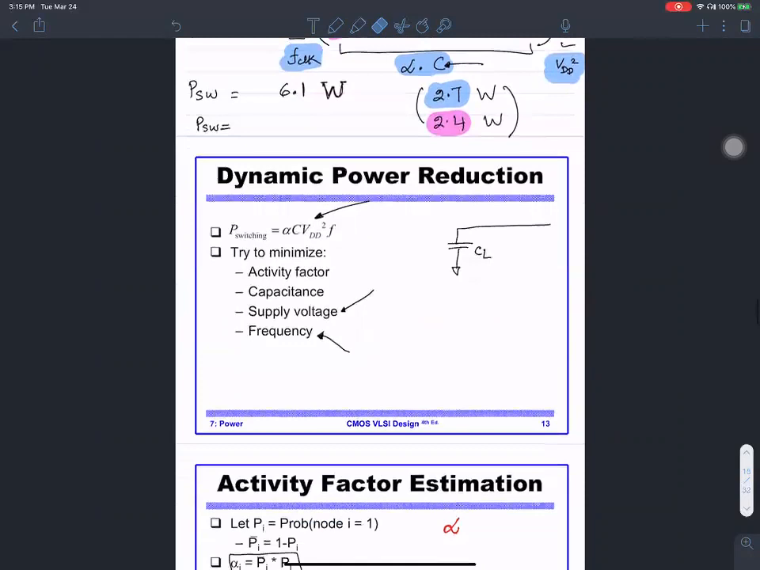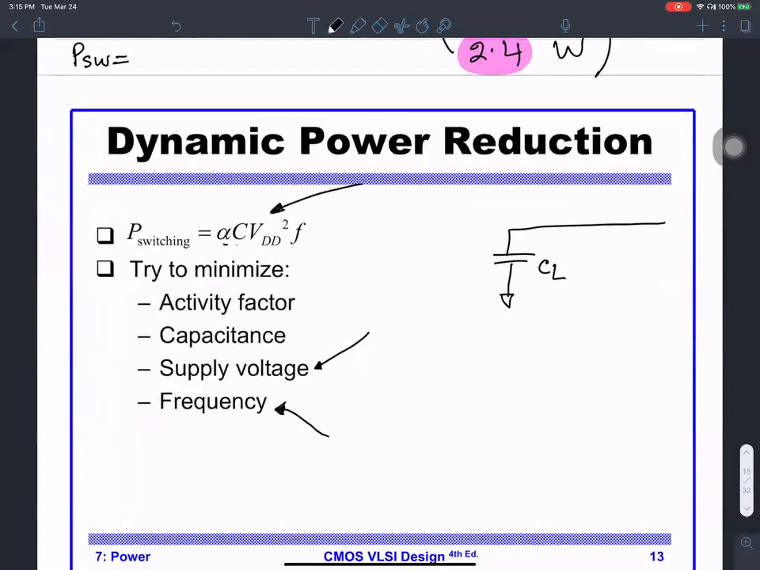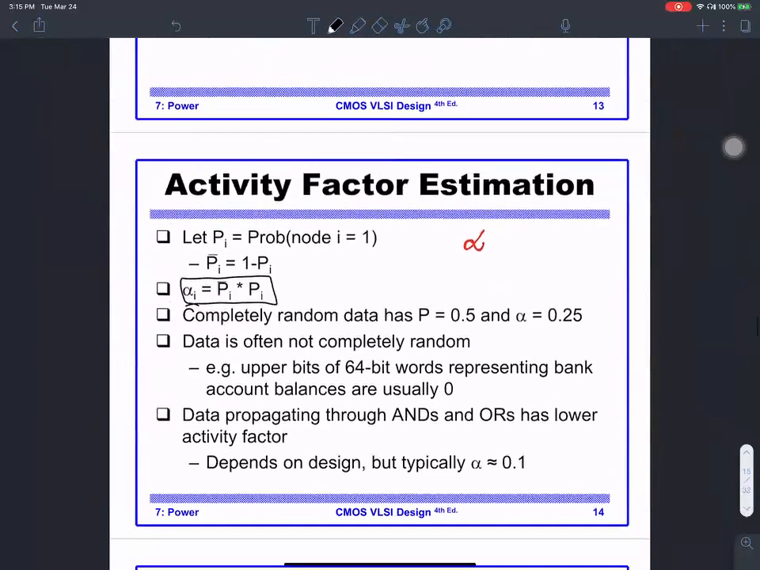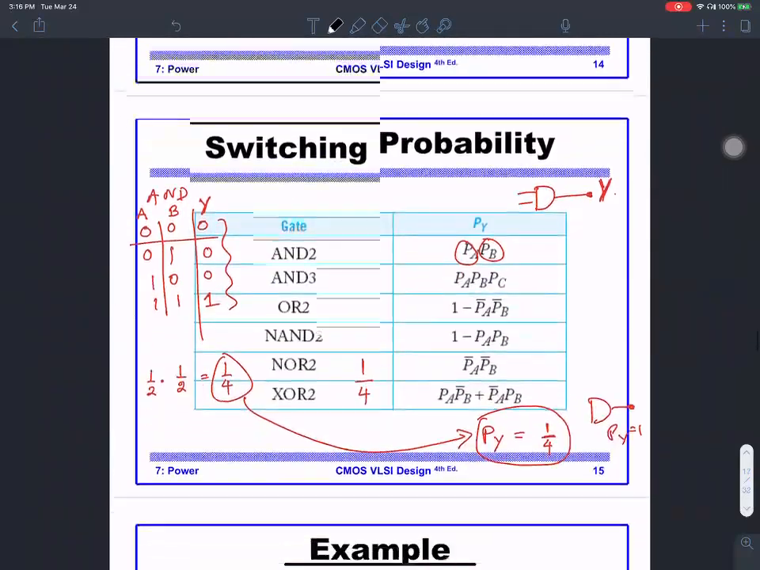Okay, and then we talked about ways to minimize dynamic power. There are a bunch of different ways, all these variables. I can switch the logic circuits less frequently, or I can reduce the capacitance, I can reduce the power supply, or I can reduce the operating frequency or the clock, the master clock. Okay, so these are all the different techniques to lower the power consumption that we looked at. Okay, and then we went into the idea of estimating activity factor.